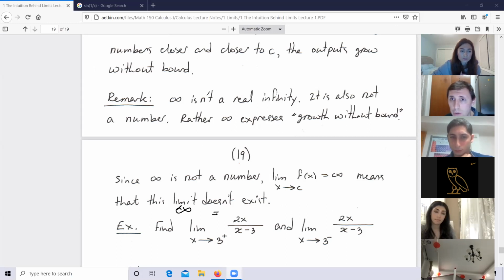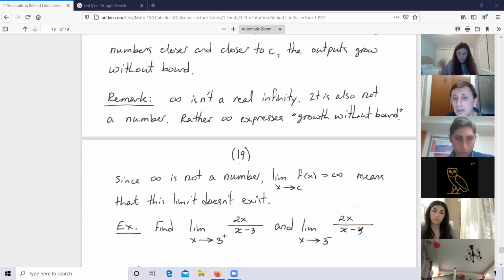But I want to warn you, it depends on the context. If you study complex analysis, this will be a particular number. Maybe even in this class somebody asked me about stereographic projections. There is a way to make a definite point out of it. But for us, it just means that the numbers are just growing and it doesn't look like they're getting anywhere.